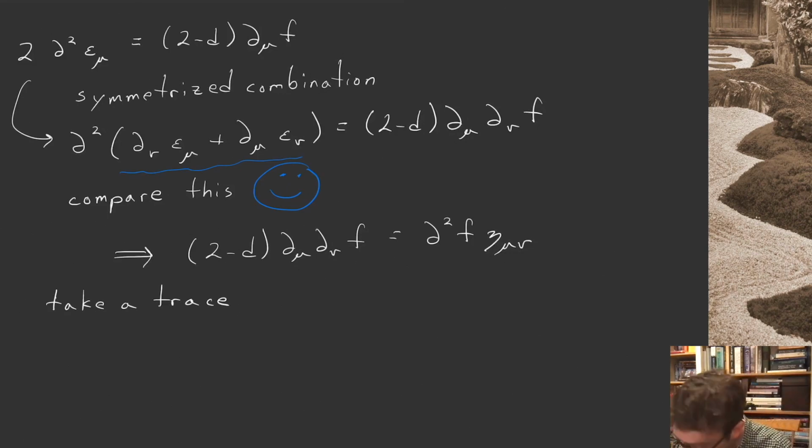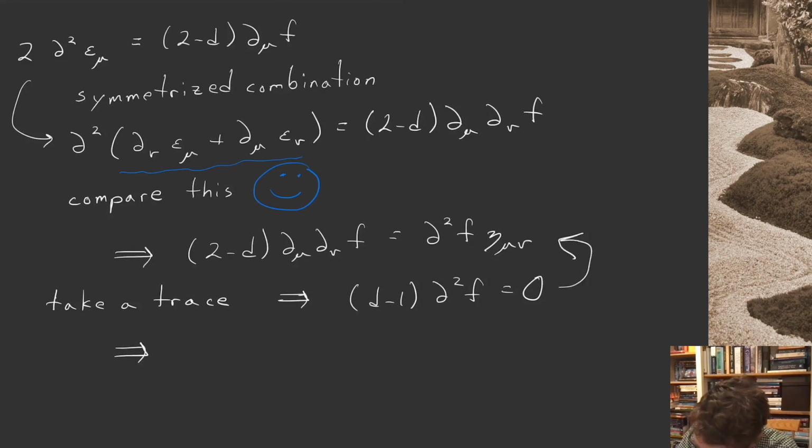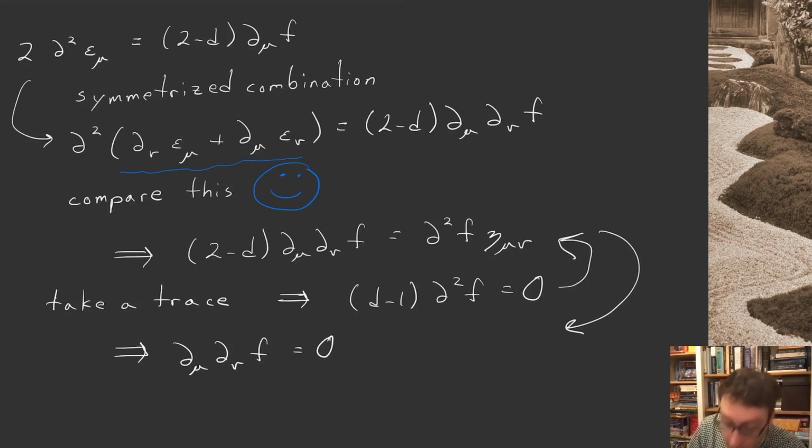We take a trace, and we learn from taking a trace that d minus 1 times d squared of f equals 0, and I plug this back into the equation one line above, and I learn that the second derivative d mu d nu f is 0, not just the Laplacian, but d mu d nu f in general for any choice of indices mu and nu is 0. And this is all again provided d is not equal to 2. Okay, so we're basically there.